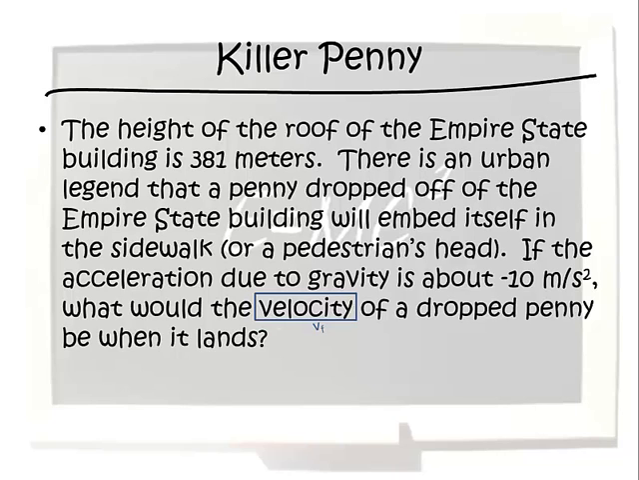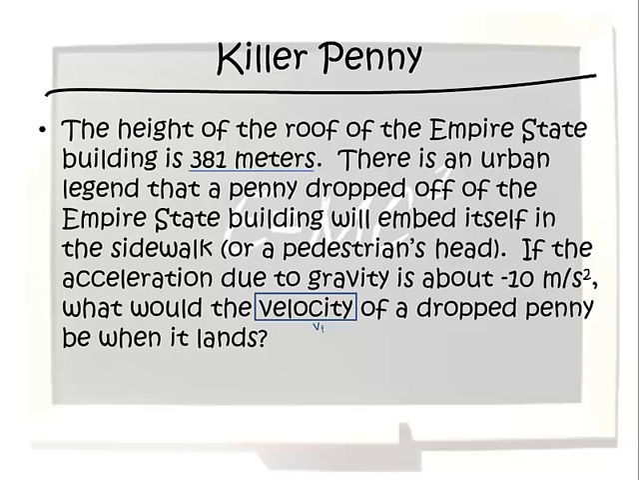What other information is there? 381 meters. That's the height of the Empire State Building. You might be thinking that that is your displacement. You would be wrong. First of all, I'm going to use delta y for displacement because we're talking about up and down movement as opposed to the horizontal movement that we would use for delta x.